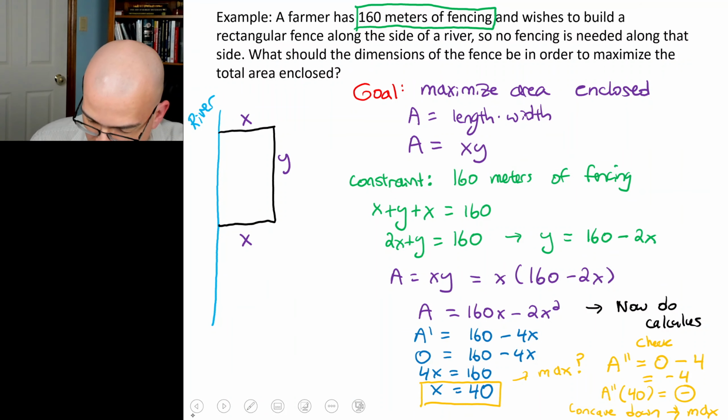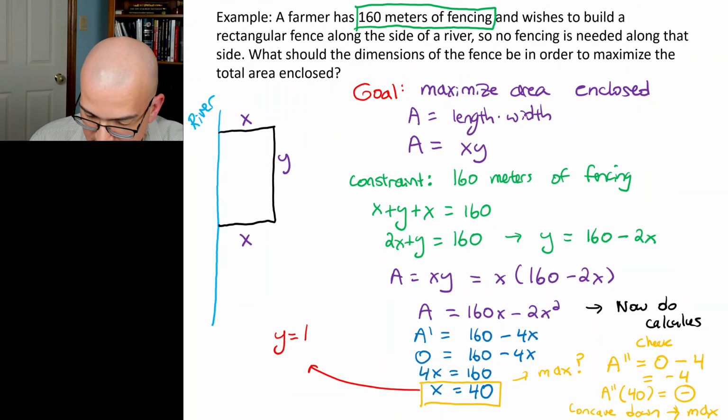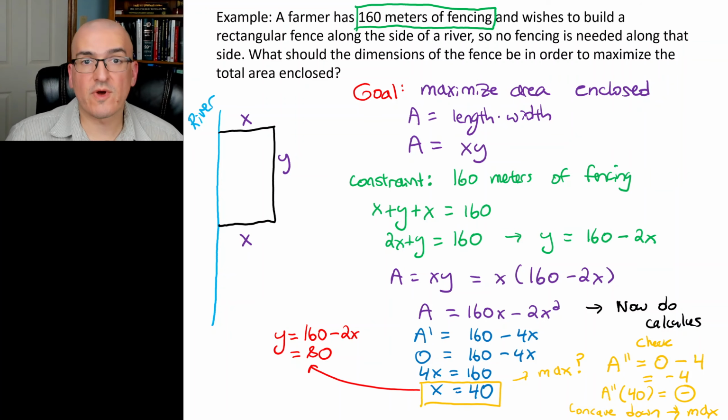And actually, I should go back to the previous question. If x is 40, what's y? y is equal to 160 minus 2x. So 160 minus 80, so 80. So for this first question, it should be an 80 by 40 fence.